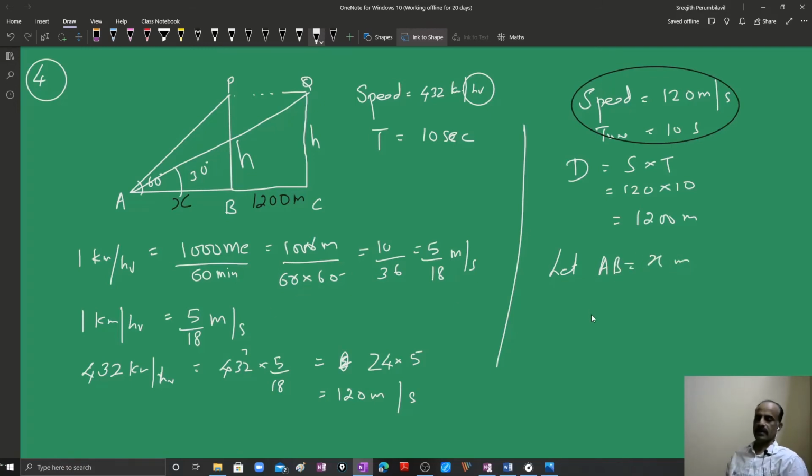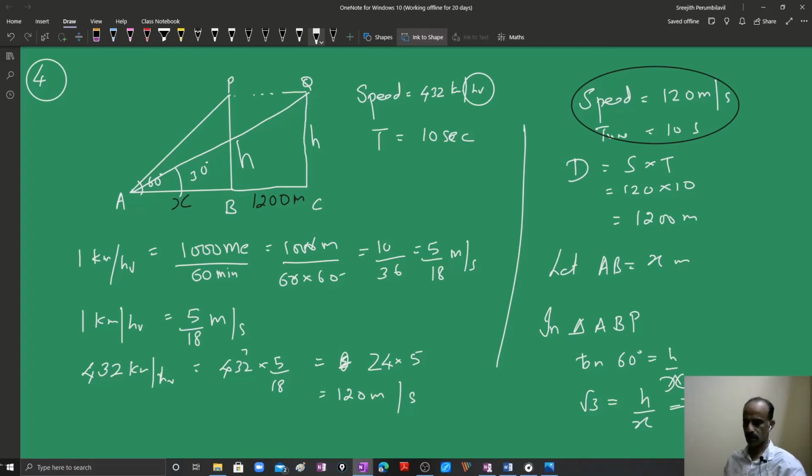Okay, so now in the smaller triangle ABP, tan of what is the angle? That's a smaller triangle but larger angle. Tan 60 degree is equal to h by x, or root 3 is equal to h by x. We don't need actually x, so we need h. So x is equal to h by root 3.